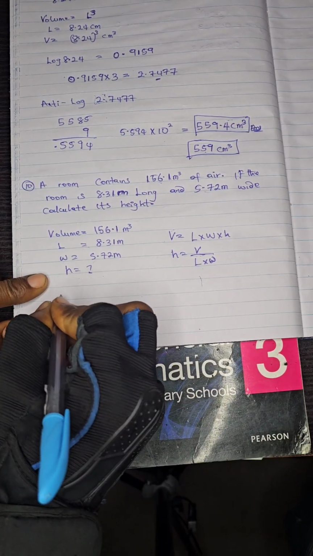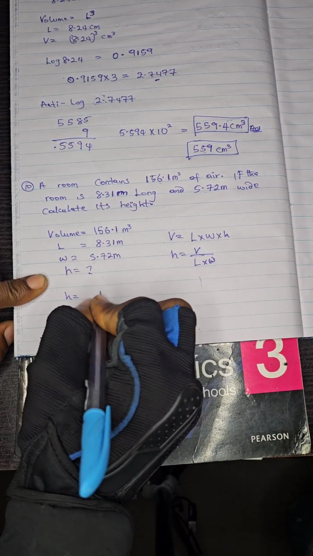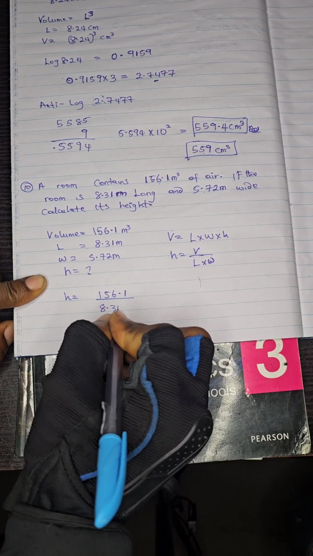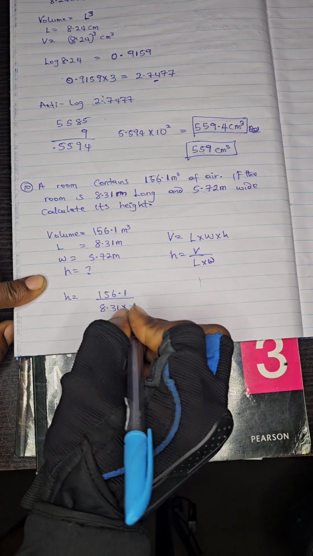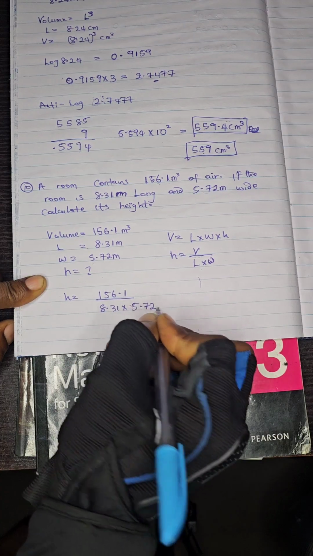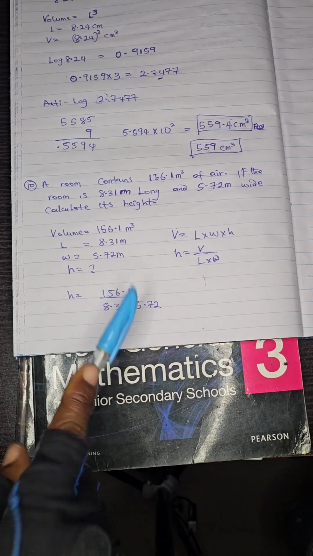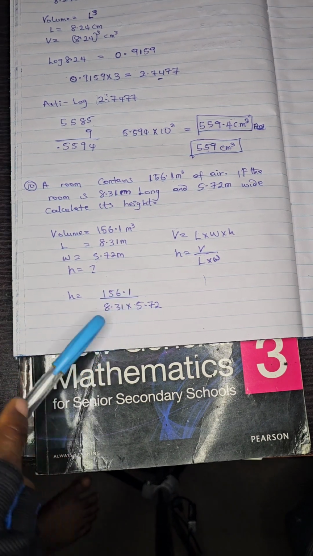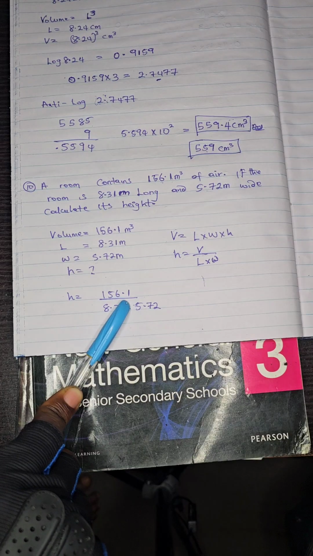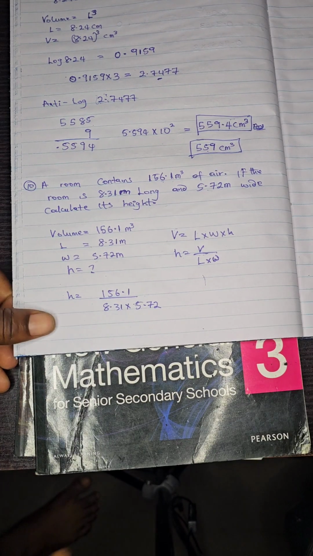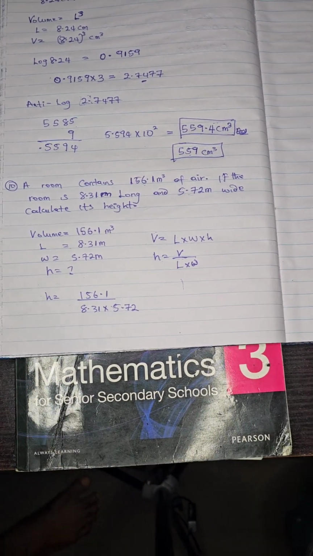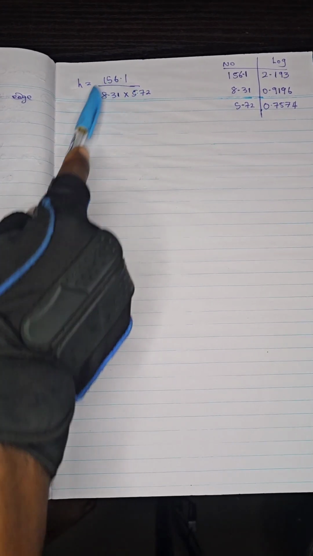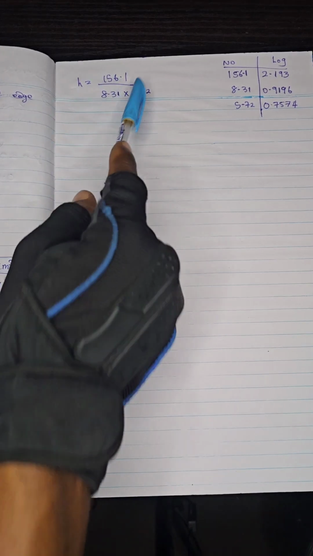So if we put this, our height will now be 156.1 all divided by 8.31 times 5.72. This is what we are looking for. So the next thing is that we are going to convert all these numbers to logarithm and apply the laws of logarithm to it, and after that anti-logarithm. So this is what we are looking for, the height. I copied it from the other page here so we can see it.